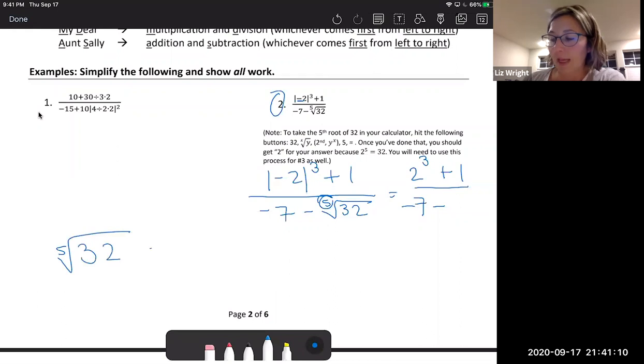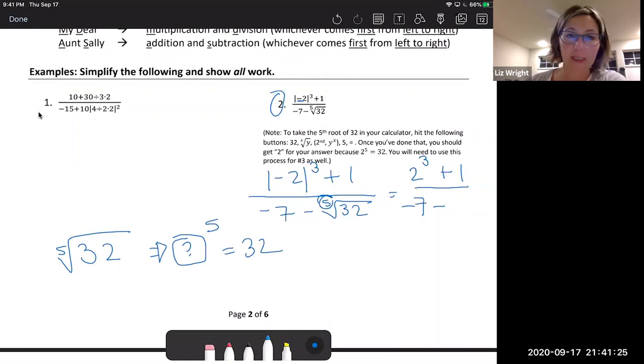And what that's asking you is, what number raised to the 5th power is going to equal 32? Well, that number ends up being 2. And so I'm hoping you found that in your calculator, and then you could write it in. And if you haven't found it, you need to ask me. We need to go look at it on your calculator and find where that is.